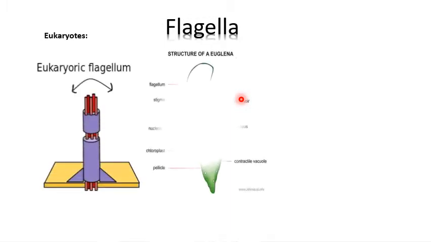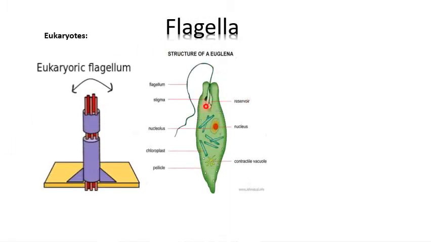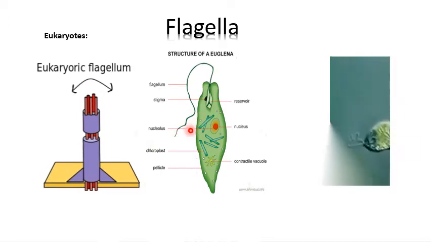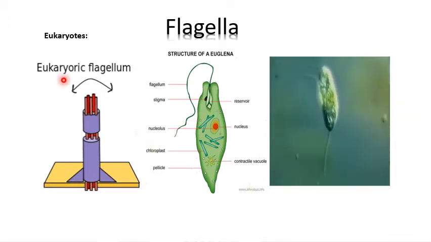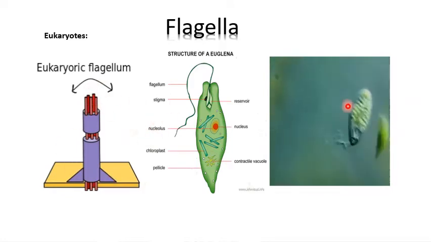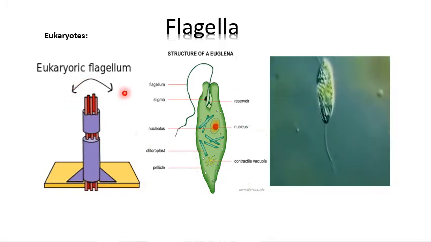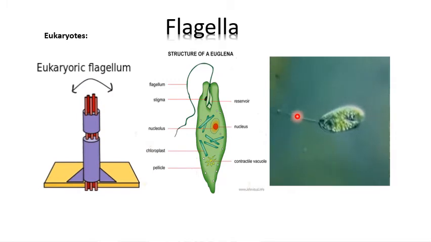Here is another example of a flagellum in eukaryotes, the structure of Euglena. Here you can see a flagellum, but it moves like a whip, back and forth. They are made up of microtubules. See, here you can see that they are moving like this, a whipping movement. This is an example of eukaryotic flagella.